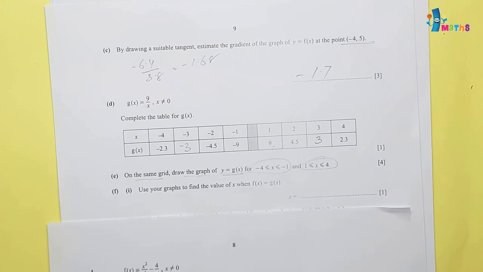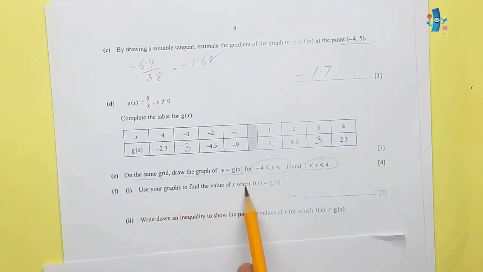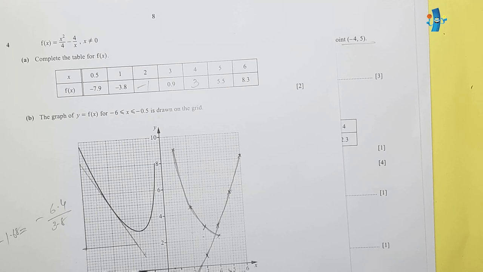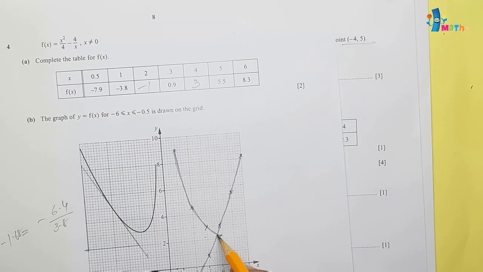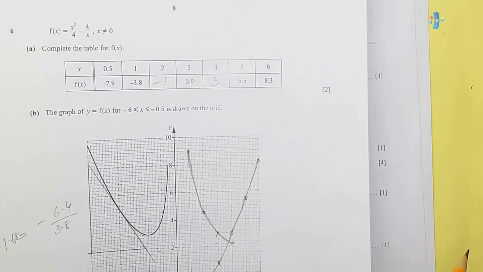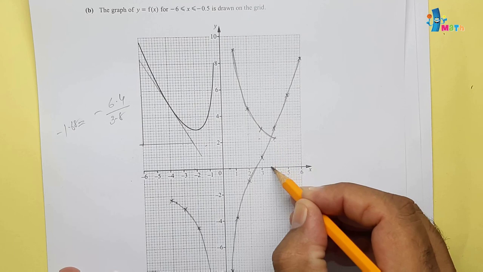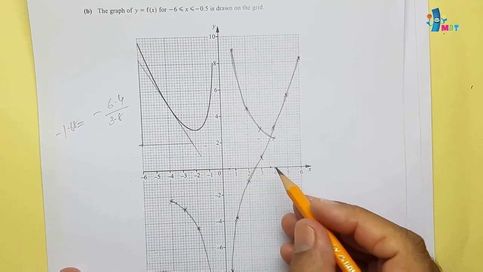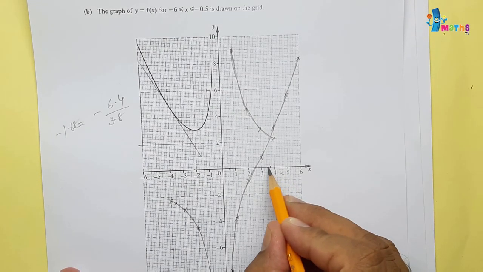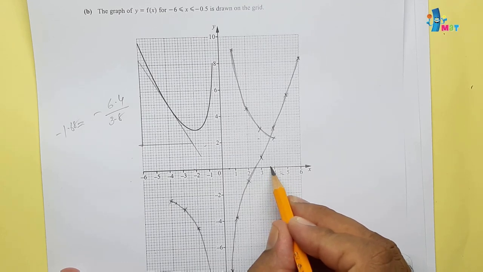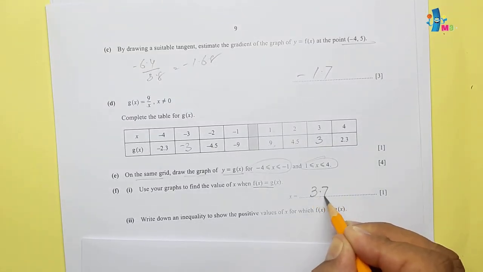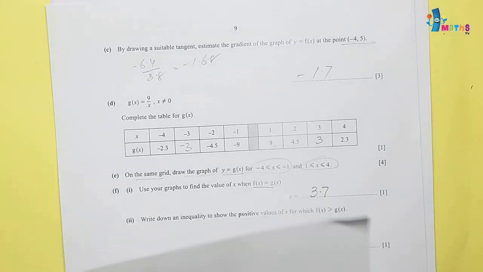Next thing they are asking is to use your graph to find the value of x when f of x is equal to g of x. So they are asking for the value where the two graphs intersect each other, and this value will be over here, about 3.7. So we can write here 3.7 as the point of intersection of these two curves.